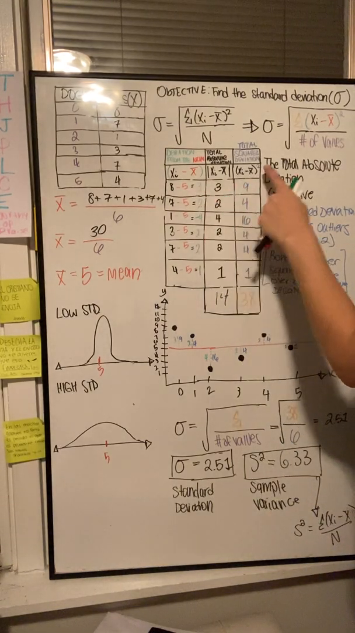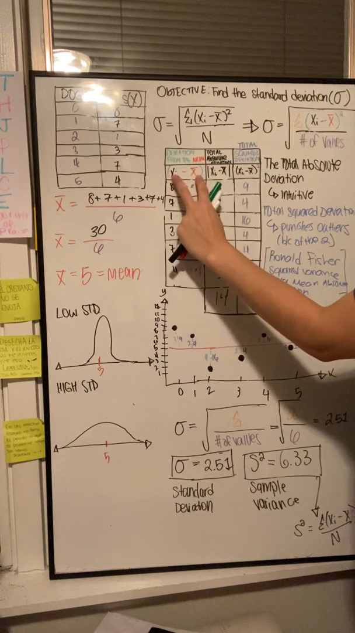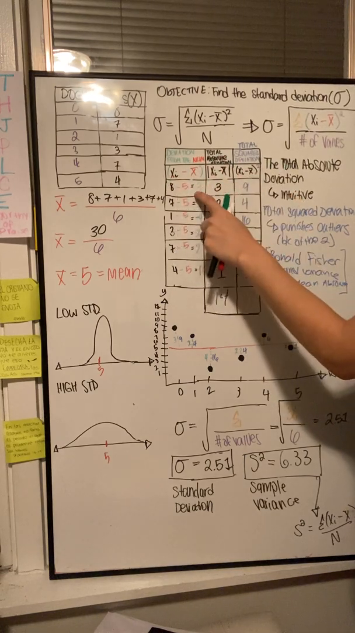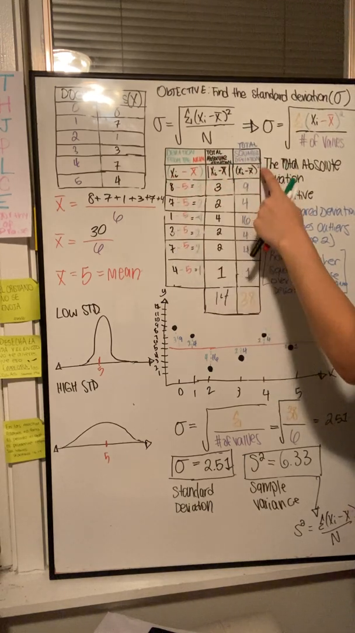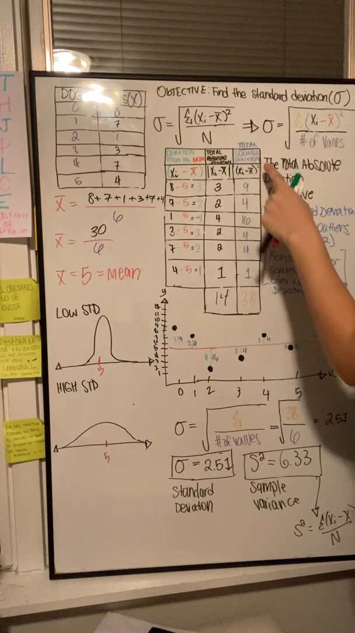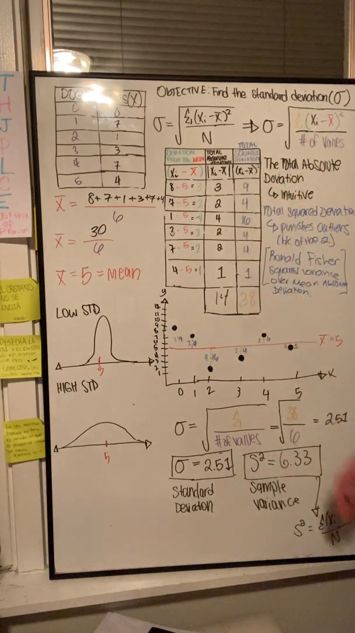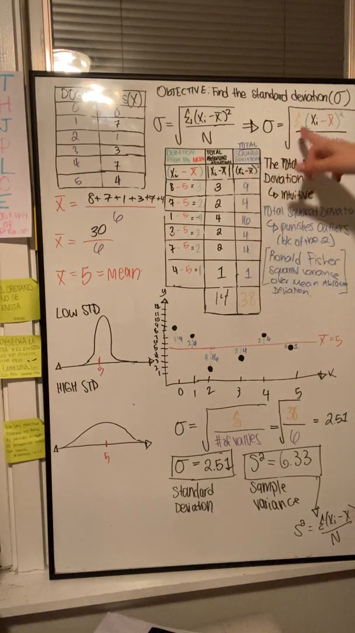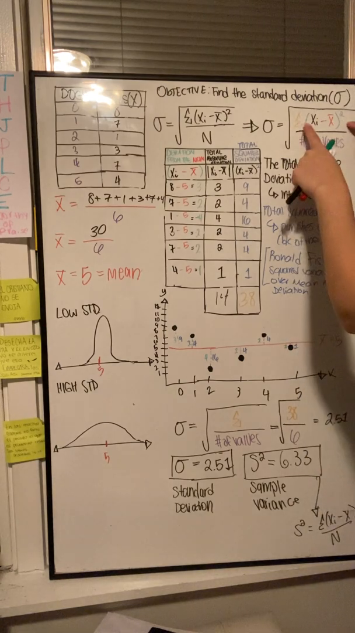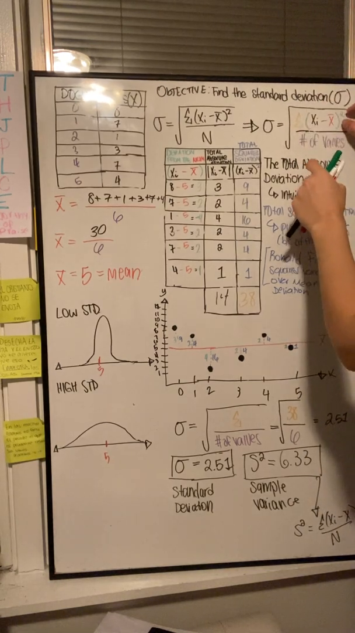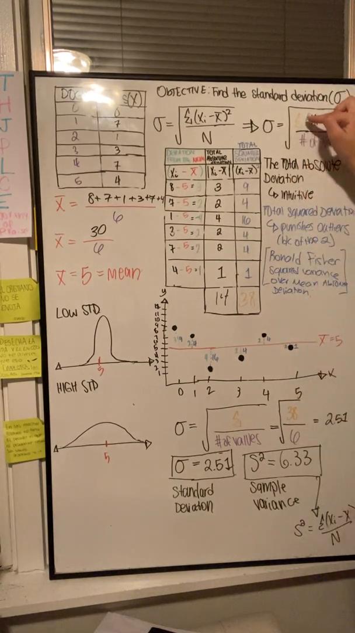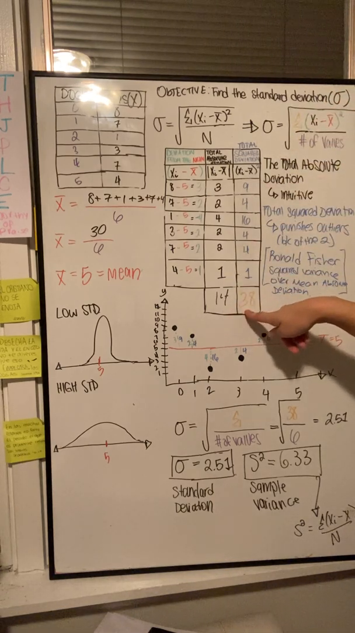So square them, right? So you take this and you square it. So 3 squared is 9, 2 squared is 4, -4 squared is 16, and so on. Now this is the total square deviation. We'll get to this in a second. But when you add them, now that you have the total square deviation, which is all of this squared, now you have to take the sum of that. So the sum is this orange here. So the sum is 38.